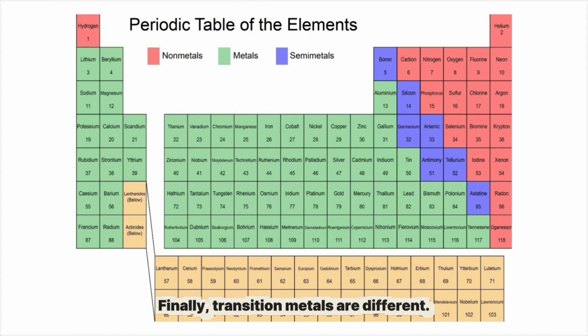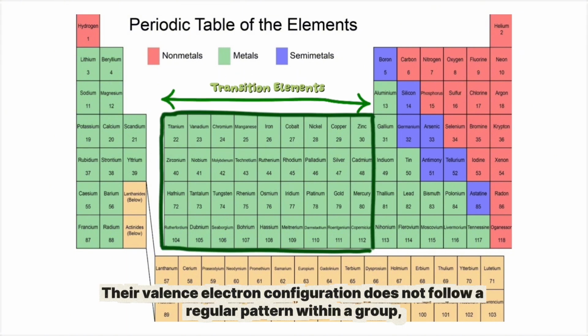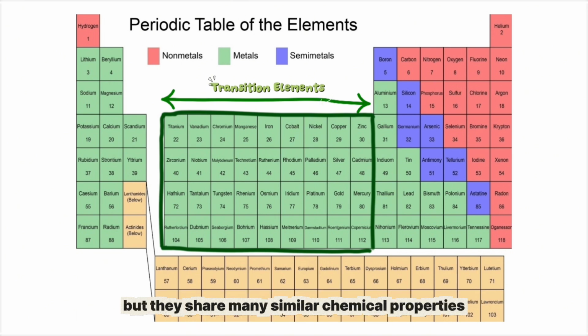Finally, transition metals are different. Their valence electron configuration does not follow a regular pattern within a group, but they share many similar chemical properties that distinguish them from other elements.